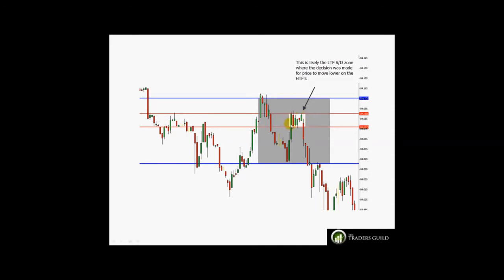So we can say within this 5-minute zone is where we most likely had the SD imbalance. Within that, even if we're really trying to pinpoint it to the highest degree of accuracy, we can say that this 1-minute zone here, this 2 pip zone, is most likely where the institutional supply came into the market. Okay.